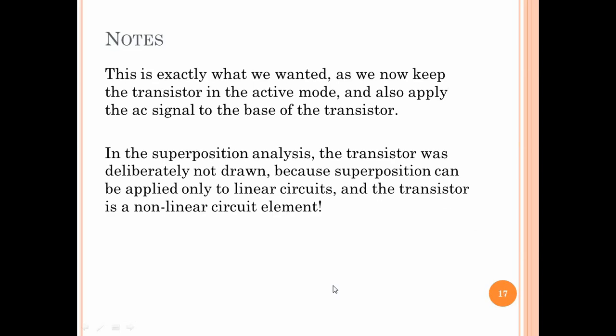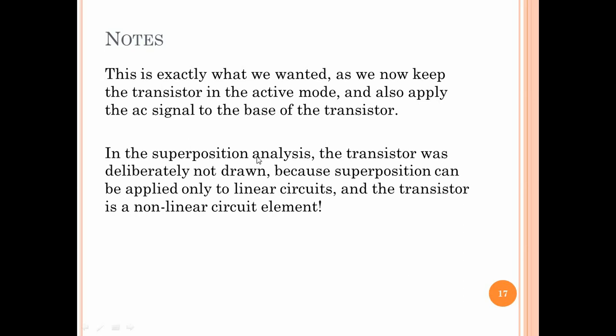We wanted the circuit to have a 4 volt DC present there so that the transistor stays in the active mode, and then we want to apply a small AC signal on top of it and amplify that signal. Therefore, we've achieved our purpose. We have got an input to the amplifier that is a sum of the DC and the AC.